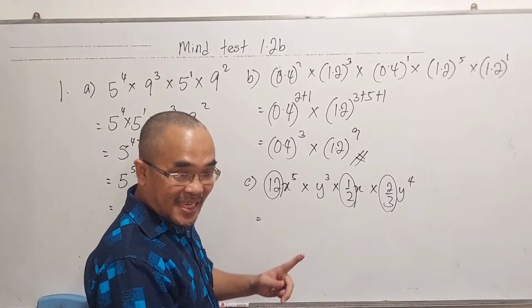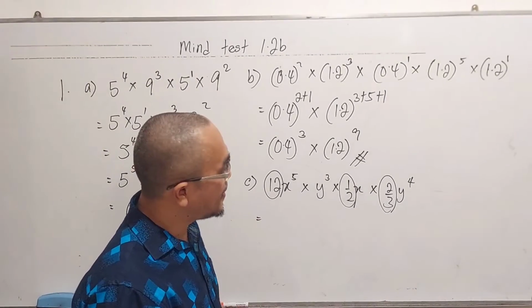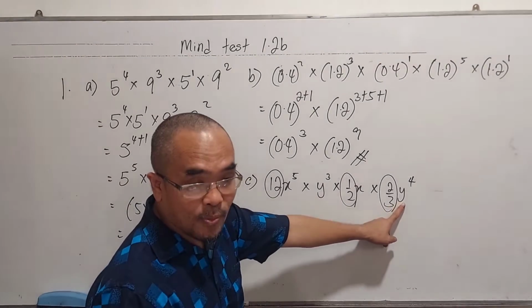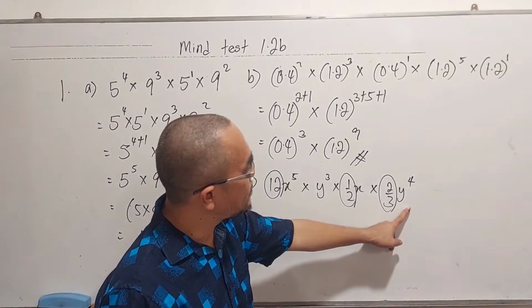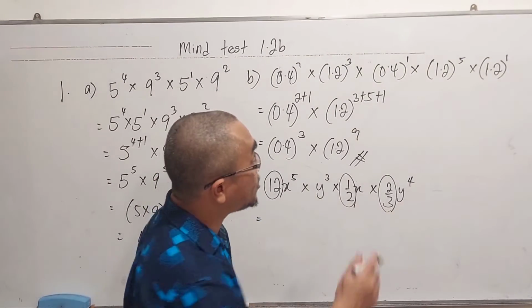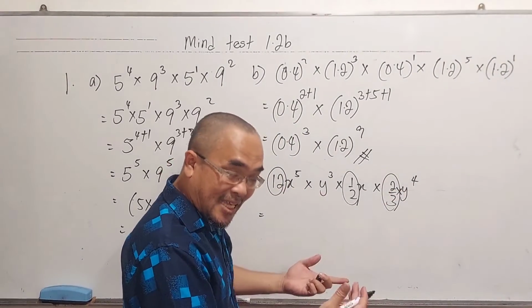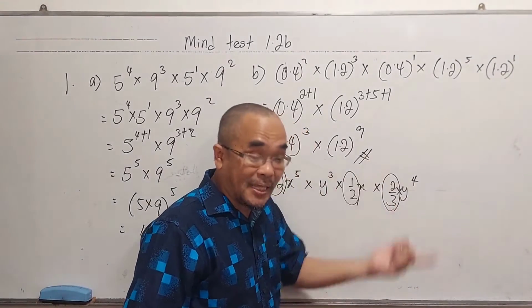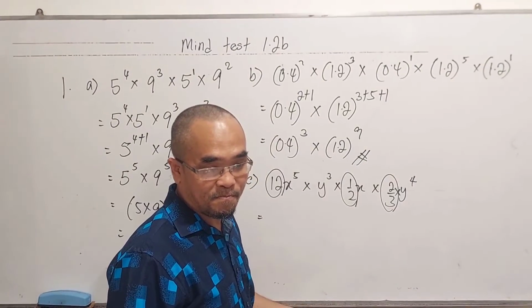The base, different bases, you cannot combine them. The one at the end is 2y. Y to the power of 4, you mean? Because 2 over 3y, or this is 2 over 3 times also. Without writing the multiplication, it still means multiplication.